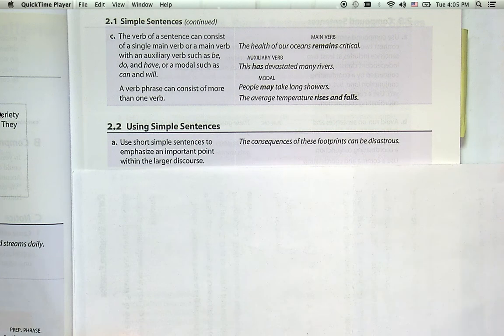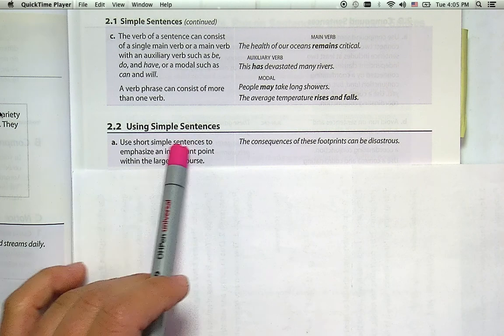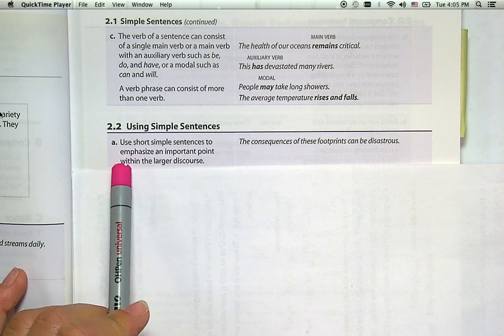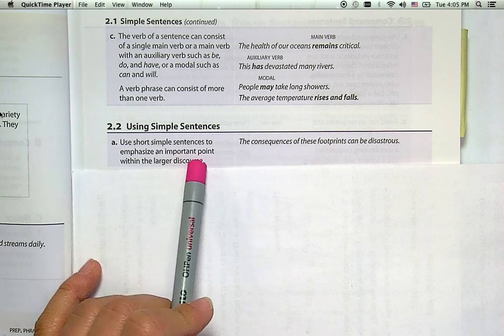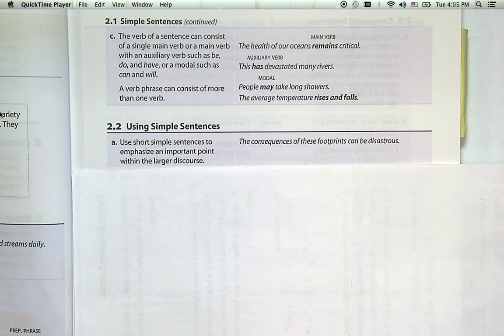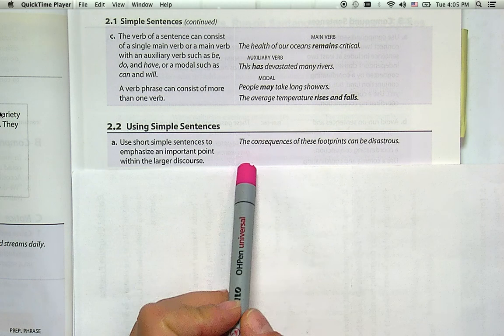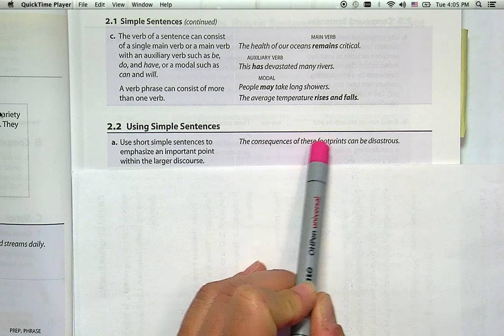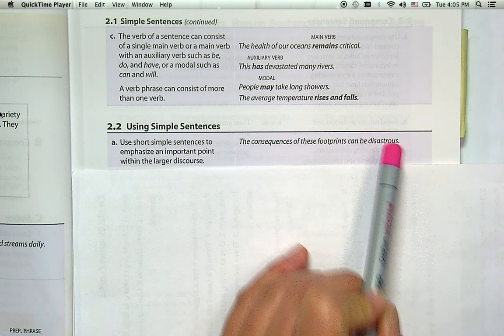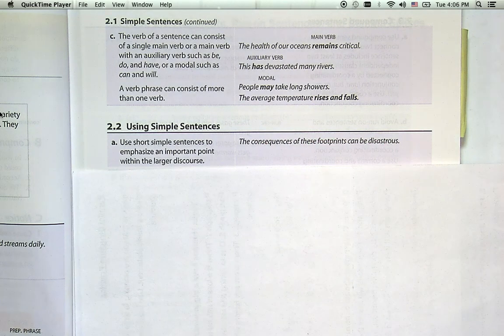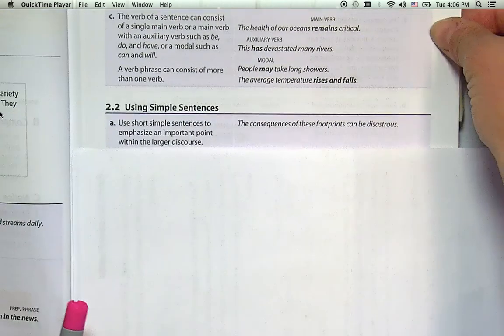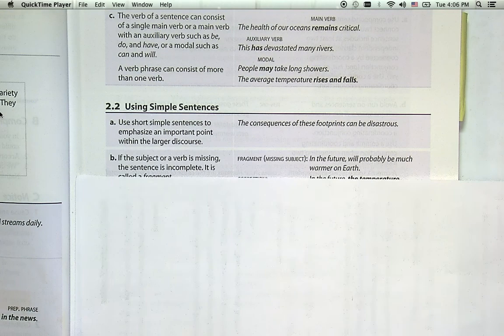2.2, using simple sentences. Using short, simple sentences emphasizes an important point within a larger discourse, which means a discussion or paragraph or anything where you have more than one idea. For example, the consequences of these footprints can be disastrous. You feel how strong that is? It's really making a strong point. So when you use a simple sentence, it makes your point feel pretty strong. It's easy to find and it's not connected to anything else, so it's pretty clear.